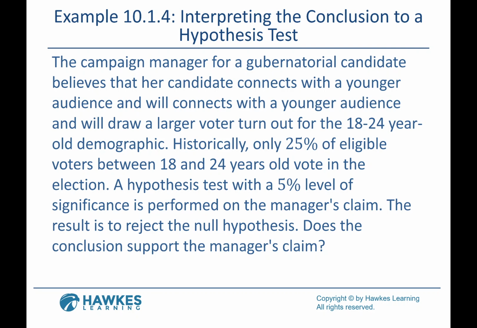Historically, it was 25%. So if we have a larger turnout than 25%, that would mean that in this case, our proportion, because we're dealing with percentages, right? That our proportion would be what? Greater than 25%, right? So if we have a larger proportion of people turn out in that age range, it would be greater than 25%. So that's our alternative hypothesis here. That's what the campaign manager is testing, that the proportion is greater than 25% or 0.25.